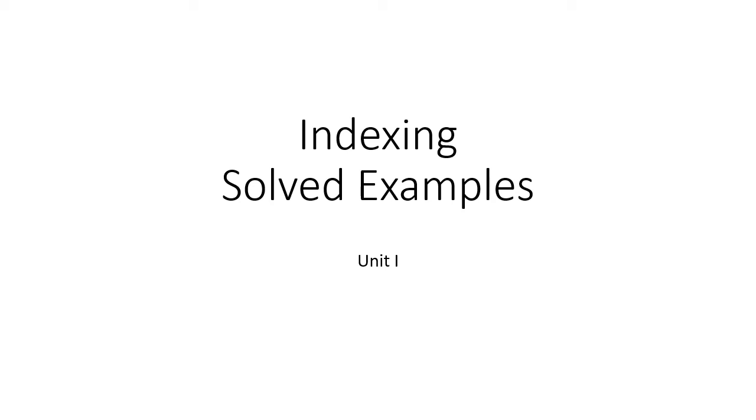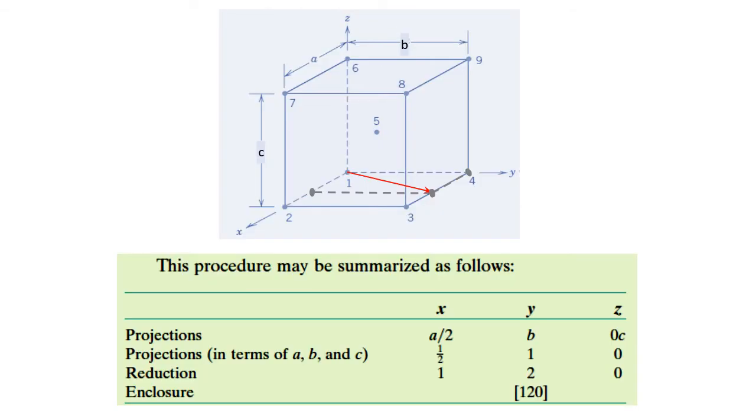So to help you better understand how to solve the problems on indexing, I would like to cover a few more problems. I've already covered simple problems based on directions and planes in the previous video, and in this video we will see slightly complicated problems. This was an illustrative example that I took while explaining the procedure for finding out the indices of a given direction. So this was the given direction, and we were supposed to find out the indices of that direction.